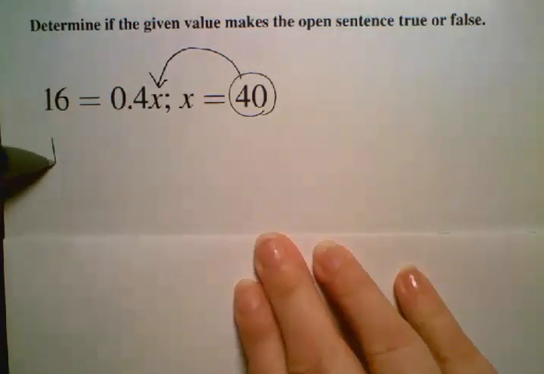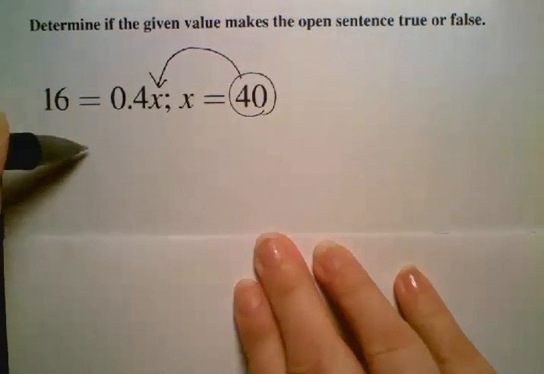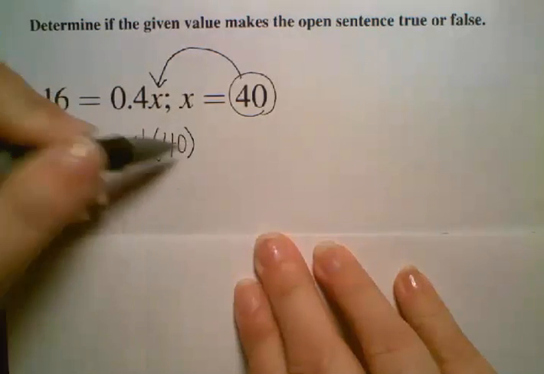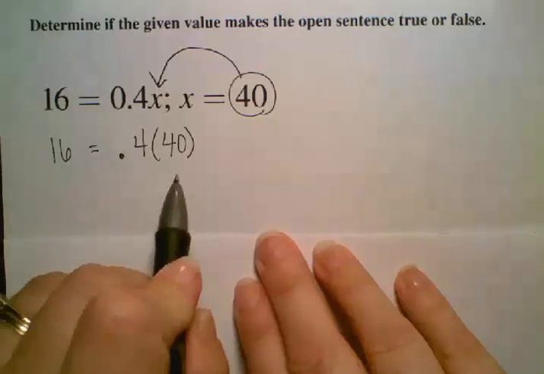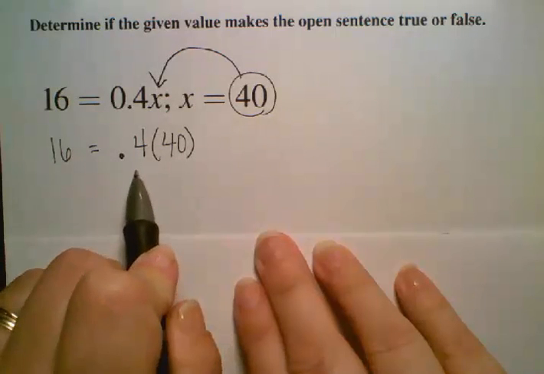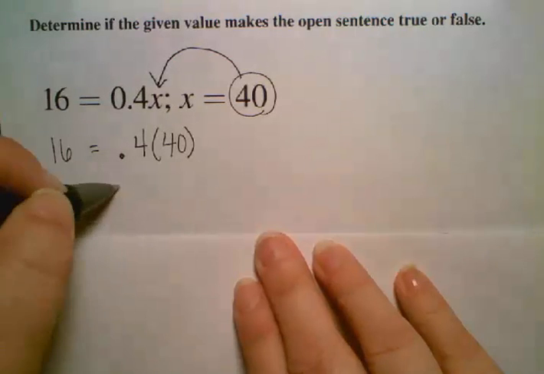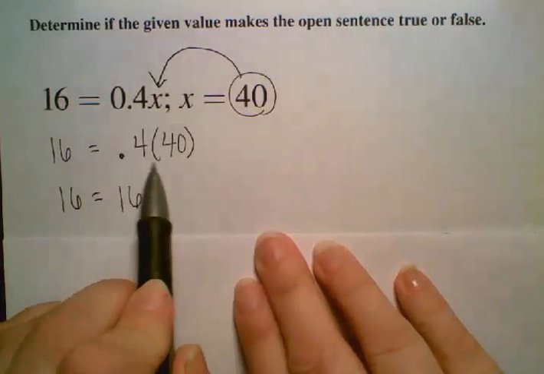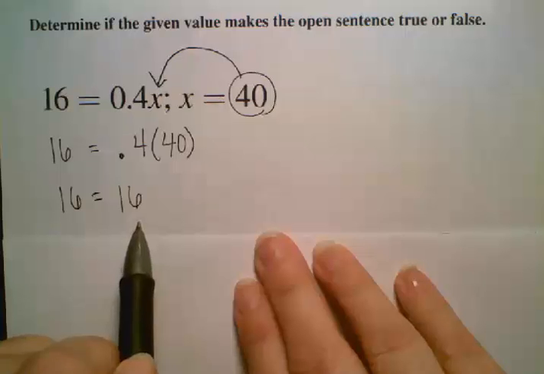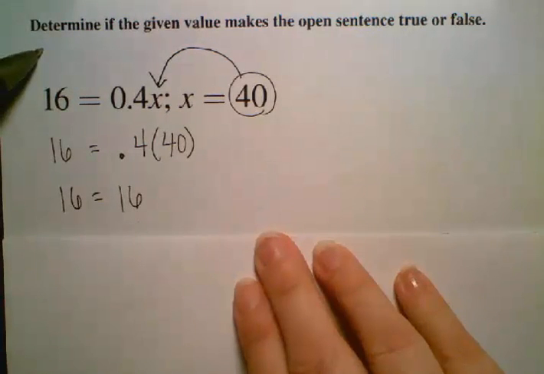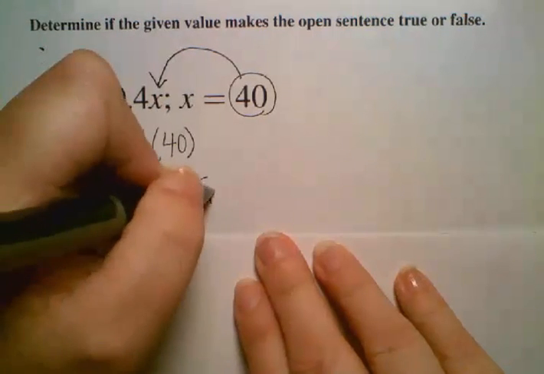and we're going to say 16 is equal to 0.4 times 40. All right, so now we just have to take 40 times 0.4, put that into your calculator, and we get 16 is equal to 16 because 40 times 0.4 is 16. So the directions say determine if the given value makes the open sentence true or false. So we will say true.